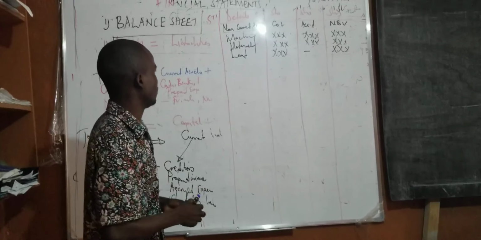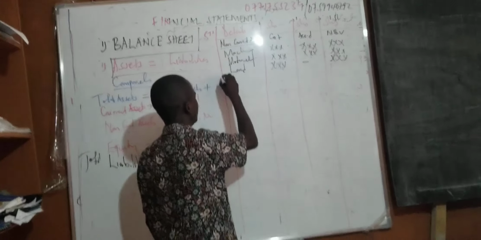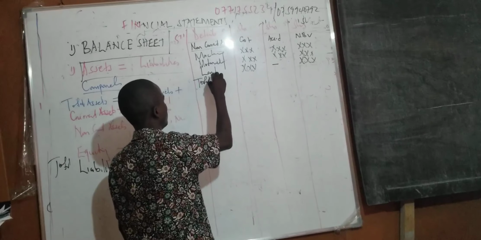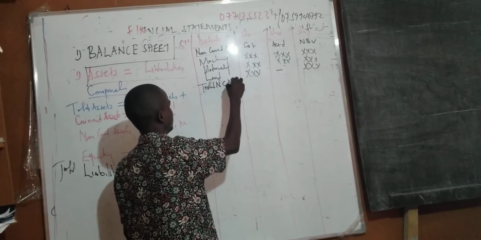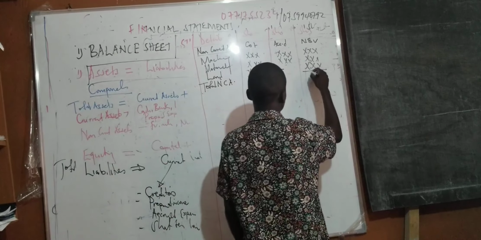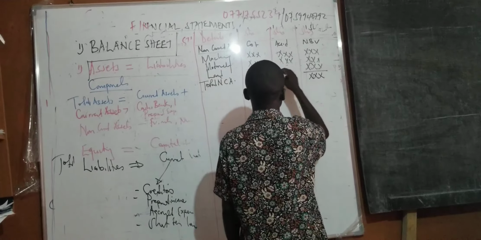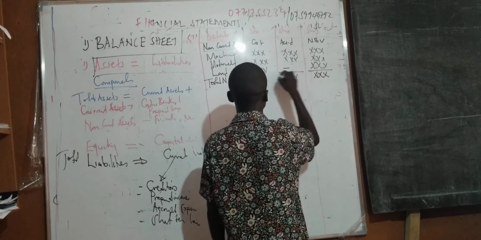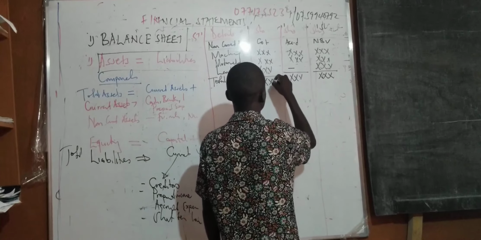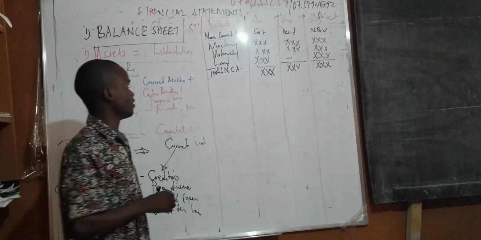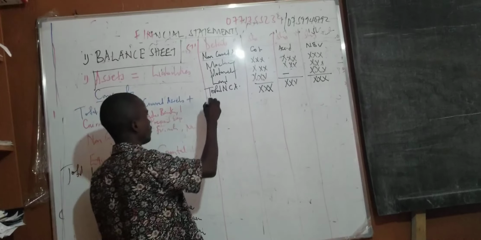So this is the format. So you end up getting the total non-current assets. You put your total here. If you want, you can also add these ones. So that is the total non-current assets. So therefore you get the current.